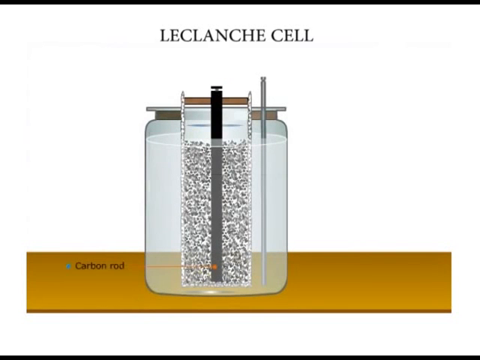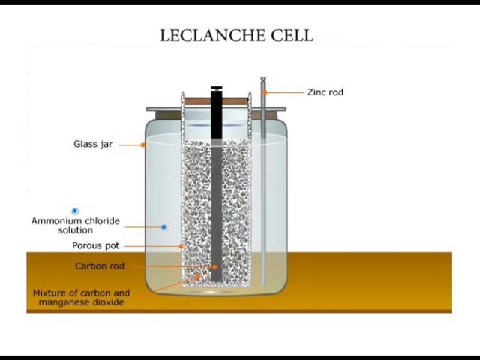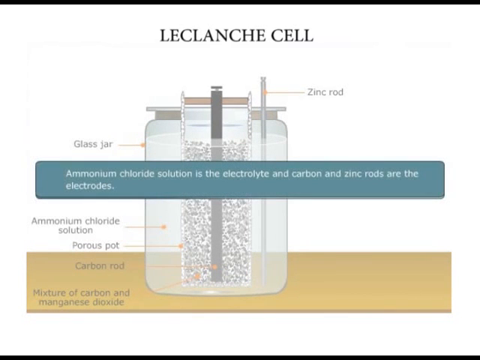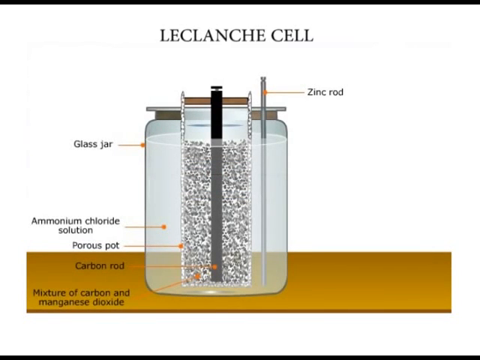The Leclanche cell. In this cell, a carbon rod is placed in a porous pot containing a mixture of manganese 4 oxide and powdered carbon. The porous pot and an amalgamated zinc rod are placed in a glass jar containing saturated ammonium chloride solution. The ammonium chloride solution is the electrolyte, and carbon and zinc rods are the electrodes. The mouth of the glass jar is sealed with pitch so that the ammonium chloride does not seep out.